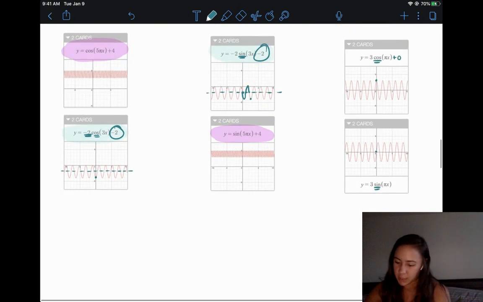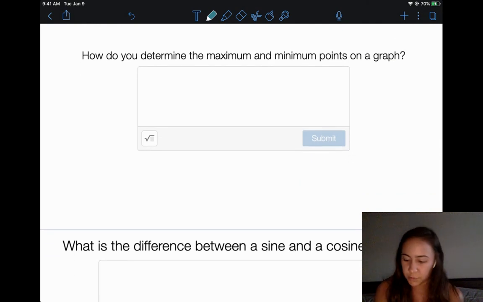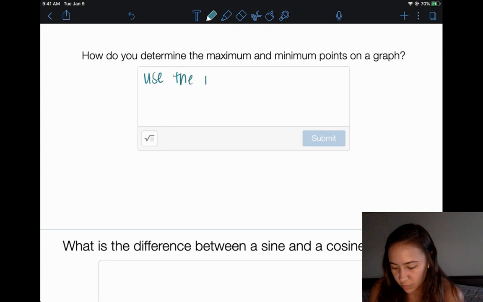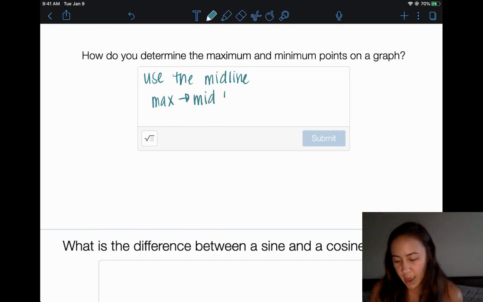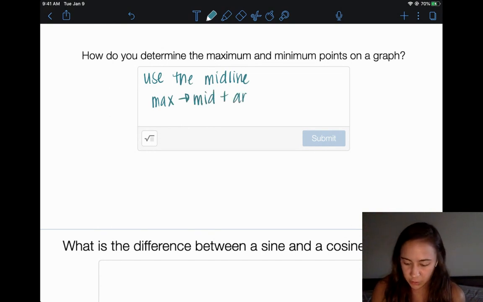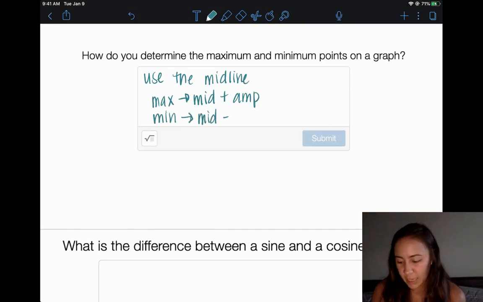All right, and then what are the questions? How do you determine the max or the minimum points on a graph? You can use the midline. And then to determine the max, you're going to take your midline and add your amplitude to it. Your minimum, you are going to take the midline and subtract the amplitude. So that's how to find it algebraically.